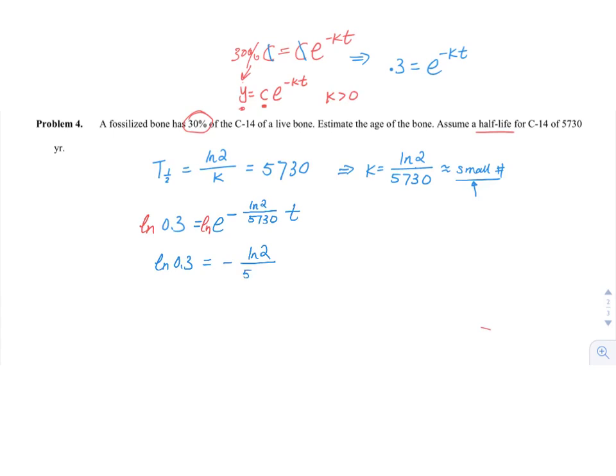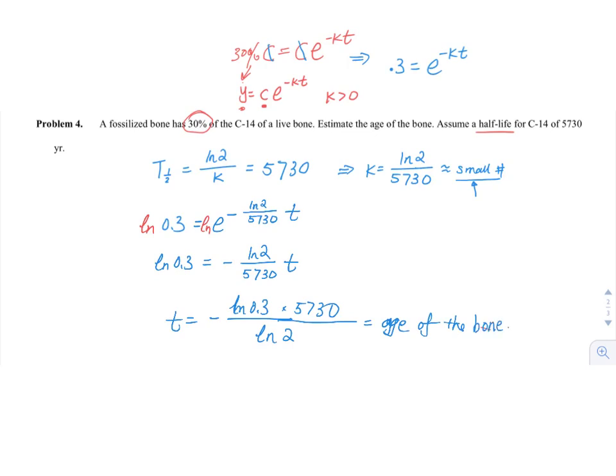times 5,730t. So eventually, t is equal to, cross multiply, negative natural log of 0.3 times 5,730 divided by natural log of 2. And this will be the age of the bone.